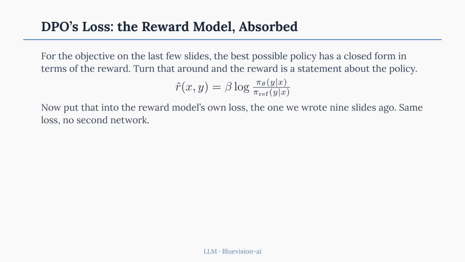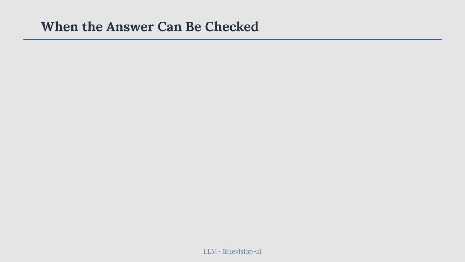So now take that expression and put it into the loss we wrote 9 slides ago, the pairwise one, minus log sigmoid of winner minus loser. And there's DPO. Look at it. It's exactly the same loss as before. Same shape, same sigmoid, same winner minus loser. The only thing that changed is what R means. No second network anywhere. One more, and this one goes somewhere different.